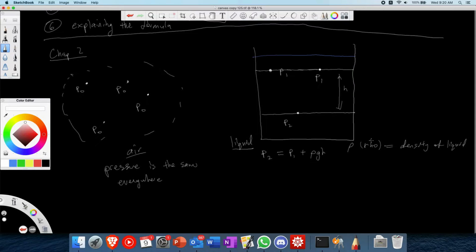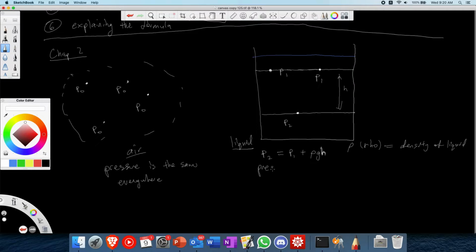So in order to find the pressure at P2, if you know P1, you need to know two things. One is the density of the liquid and one is the height. Then g is just 9.81. So now that answers the question.